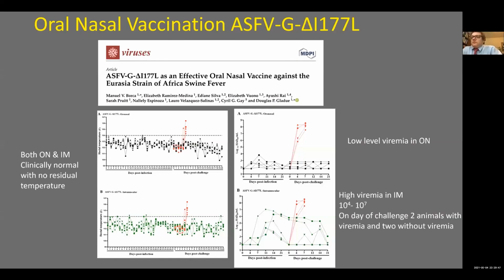Interestingly, when we looked at viremia in both of these groups, we found a very low level of viremia in oral nasal vaccinated pigs. We found a higher viremia of up to 10 to the 4 to 10 to the 7 in pigs given an intramuscular injection. This viremia persisted in some animals even to the day of challenge.